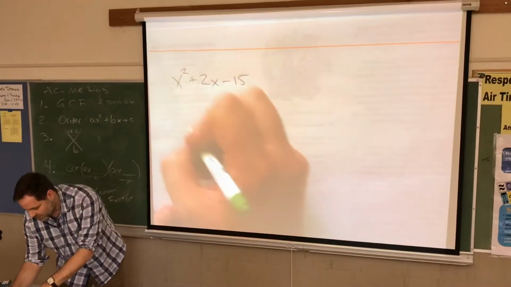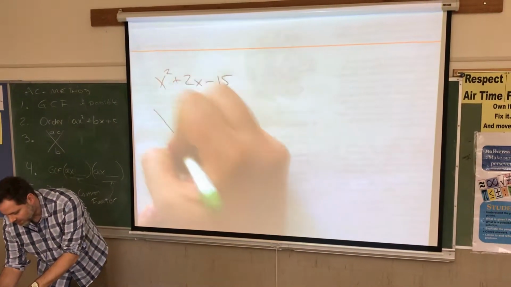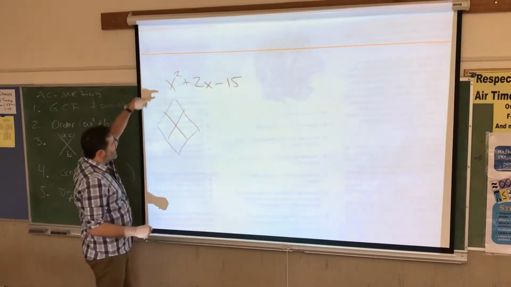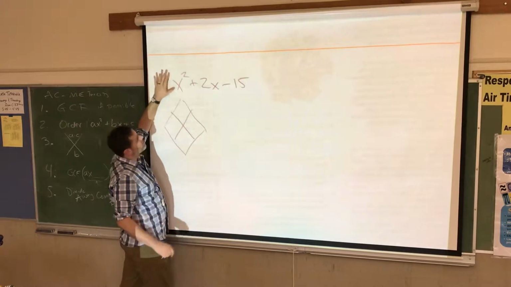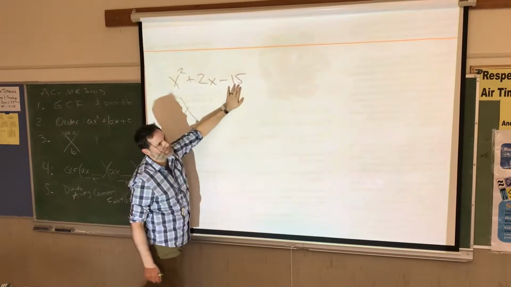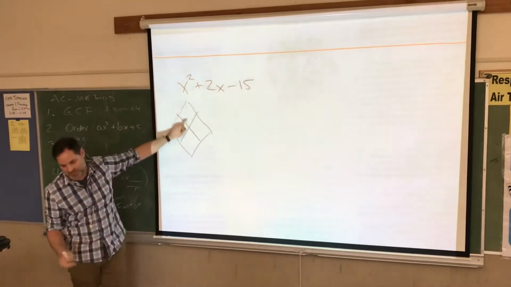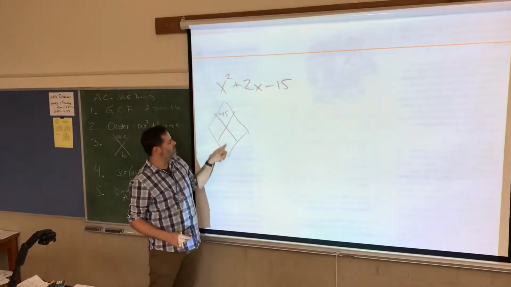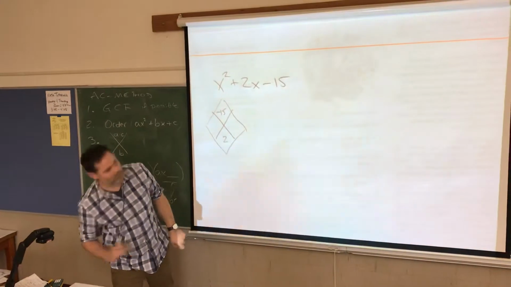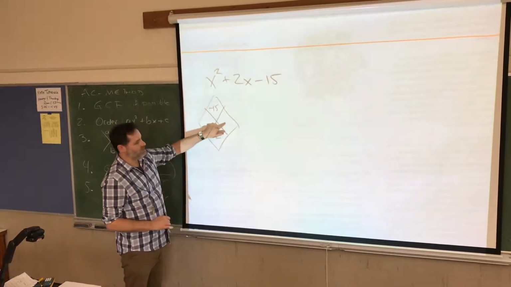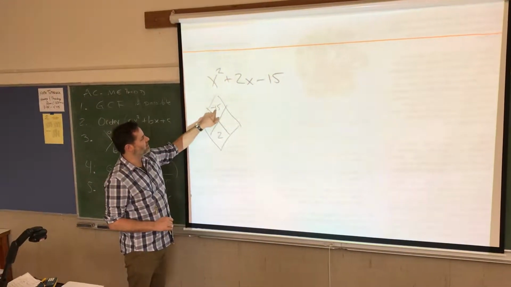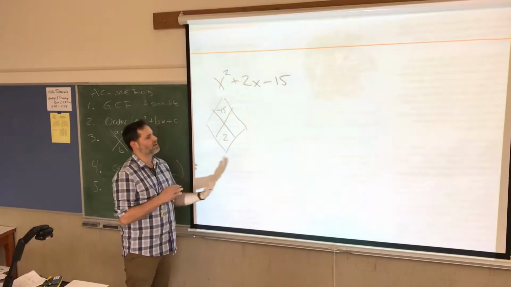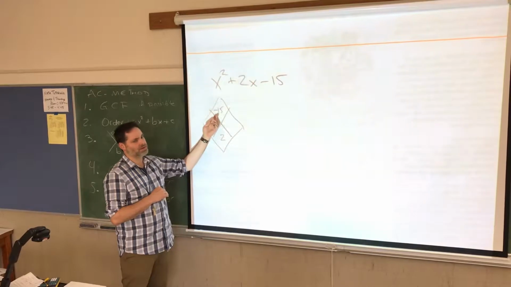The diamond you make, well, it's just an x, but it kind of started off looking like a diamond like that. You take the a term, 1, the c, negative 15, and multiply them. So a times c goes on top, and the b goes down low. Now you find 2 numbers that multiply to make the negative 15 on top, but would add up to make 2. You just go through all the possibilities of making that first number by multiplying.